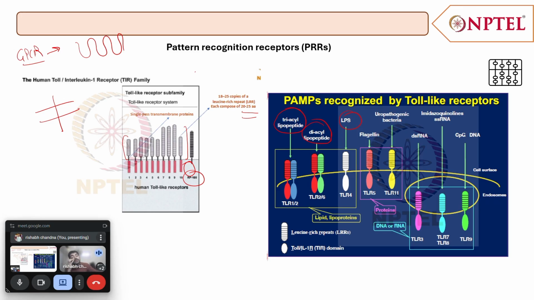Then we have TLR5 and TLR11 that recognize proteins. TLR5 recognizes flagellin and TLR11 recognizes uropathogenic bacteria. So this helps in recognizing the bacteria that are safe for the human body.